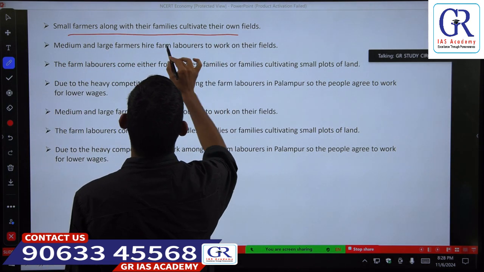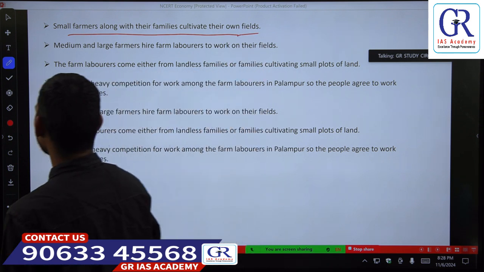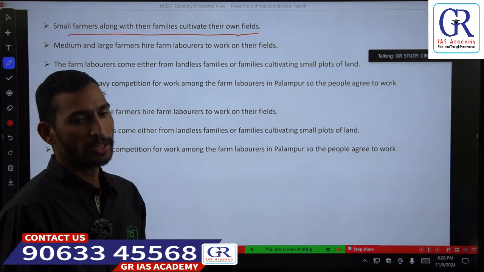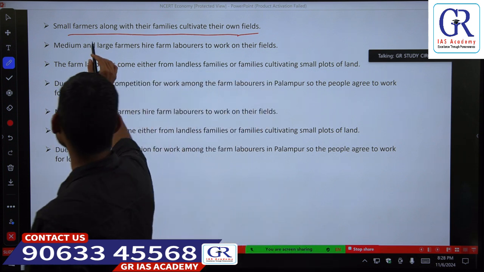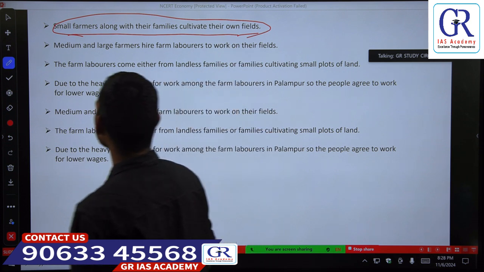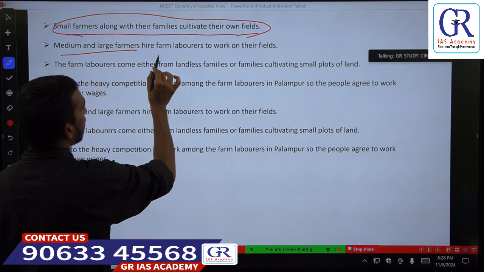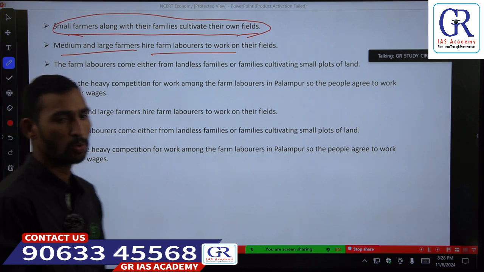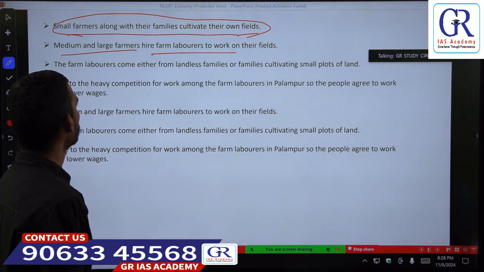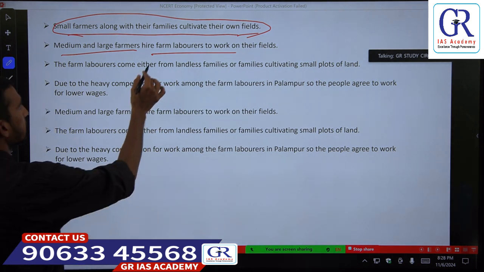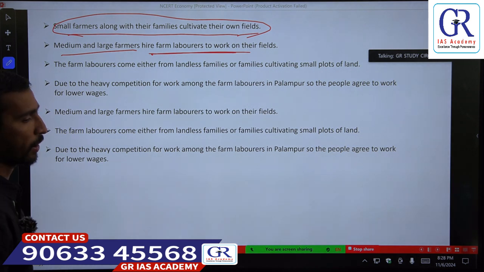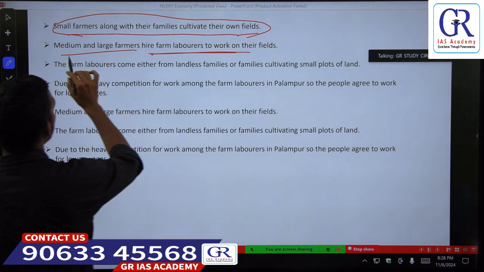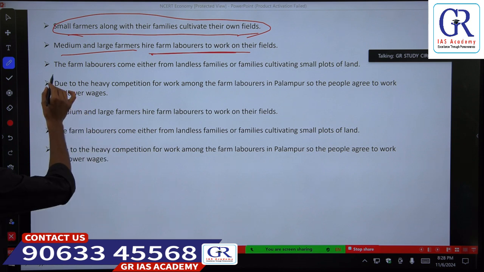Small farmers along with their families cultivate their own fields. So what are small farmers? They cultivate land with the help of their family members. Medium and large farmers will hire laborers to work on their fields. That means families holding more than 2 hectares of land will hire farm laborers. Already you know 150 families are landless, so those 150 families were hired by the medium and large farmers for agriculture.